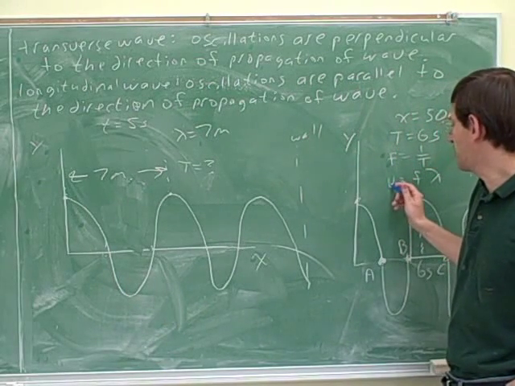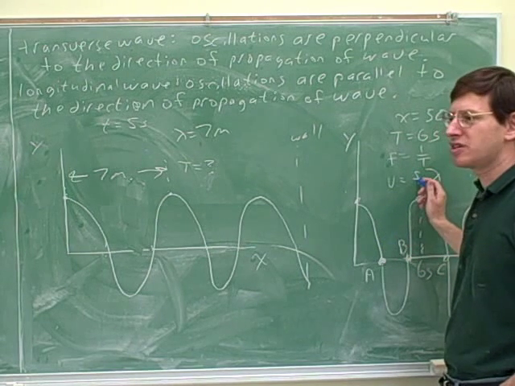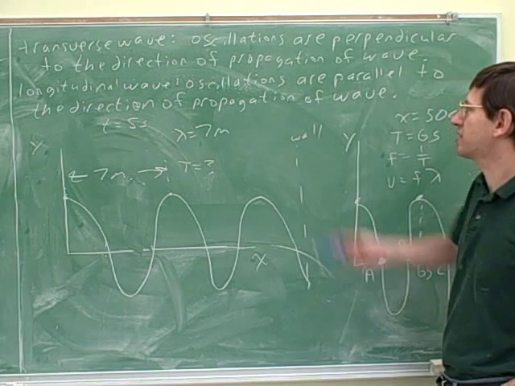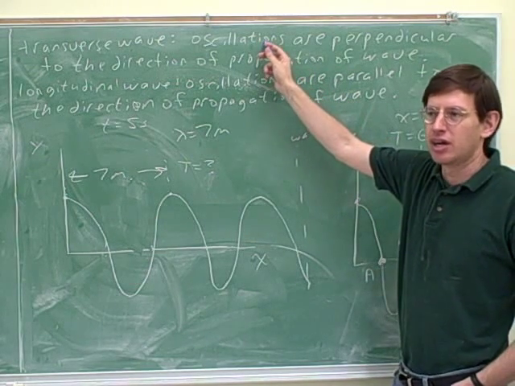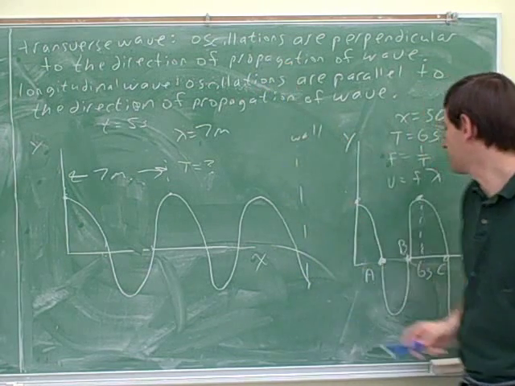V basically represents how fast something is moving. But actually, frequency also kind of represents how fast things are moving. One of them represents how fast the oscillations are oscillating, and one of them represents how fast the wave is propagating. So let's try to clarify that.